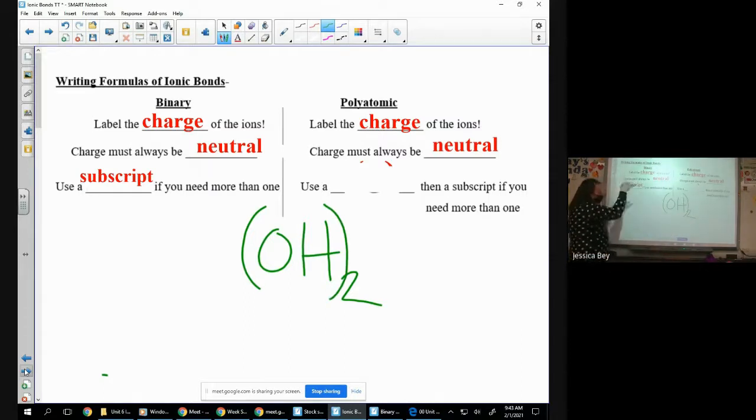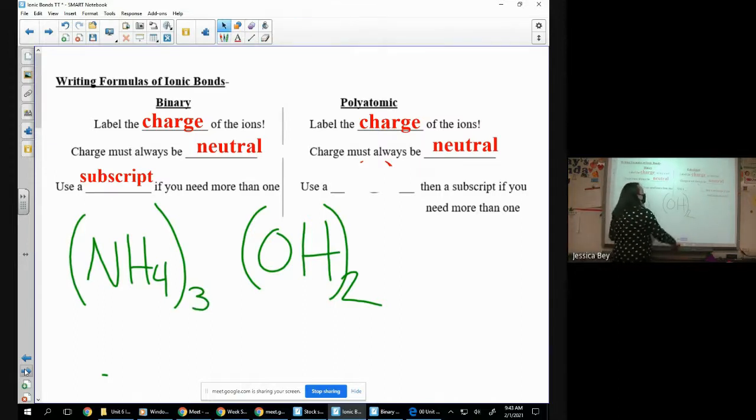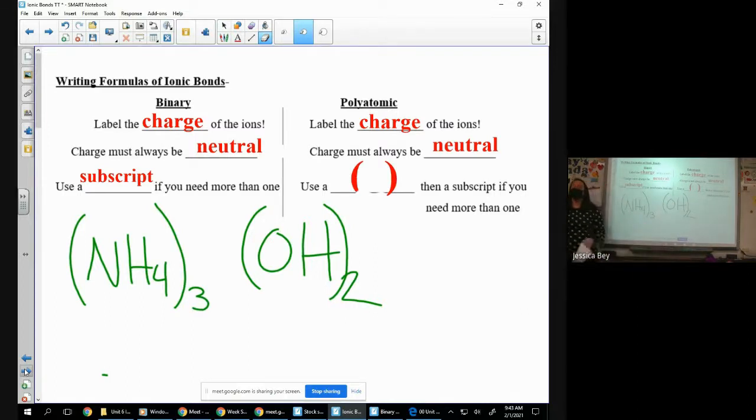So you write the polyatomic, like ammonium, NH4. How many of those do I want? Put it in parentheses and tell me how many you want of the whole thing, okay? So you use parentheses and then a subscript if you need more than one of these things only.